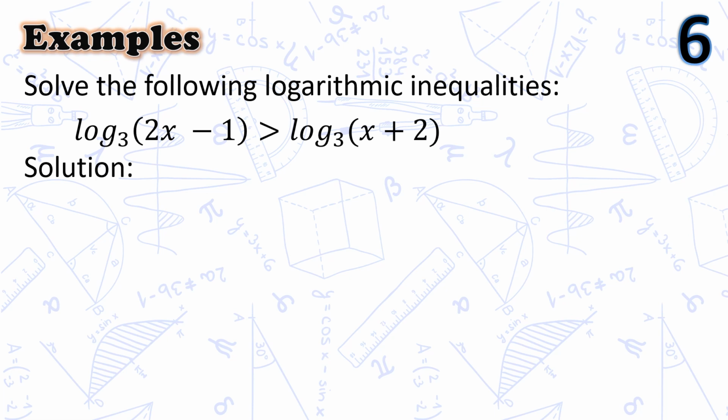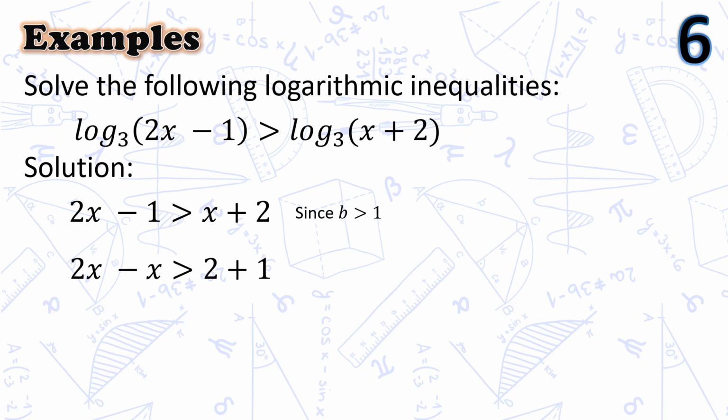Since b is greater than 1, then we can write this as 2x minus 1 is greater than x plus 2. Adding negative x and also adding 1 to both sides of the inequality, we get 2x minus x equals 2 plus 1. Simplifying, we have x is greater than 3. Hence, the solution set is the open interval 3, positive infinity.